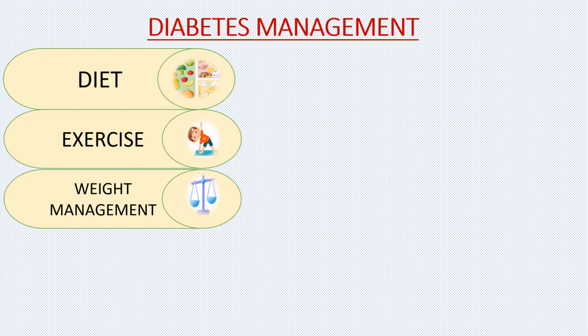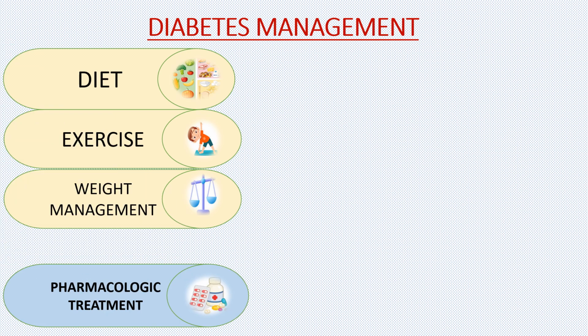Now, for exercise, we need to do this at least 150 minutes per week, and brisk walking will be okay. Resistance training 2 to 3 times a week, because this increases insulin sensitivity and promotes weight loss. Then we also have weight management. So we need to set a goal for weight management, for example 10%.